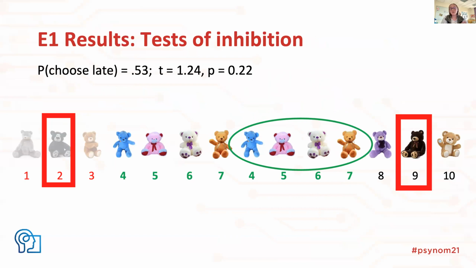Now I will turn to those 3 trial types that tested inhibition. In trial type 1, when an early item was paired with a late item, both from the category that had repetitions, those list A categories, inhibition predicts that the late item will be preferred. Subjects chose the late item on 53% of trials. This result is slightly in the direction predicted by inhibition, though small and not statistically significant.